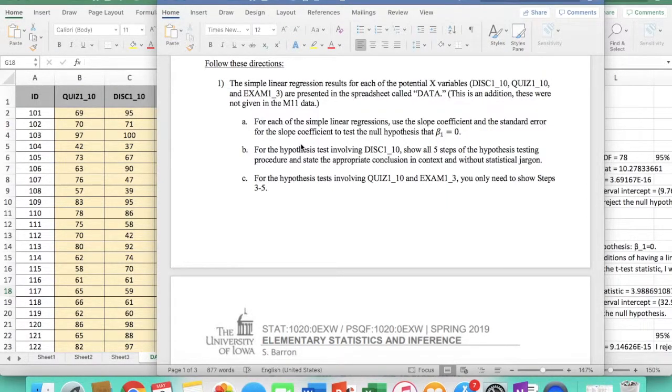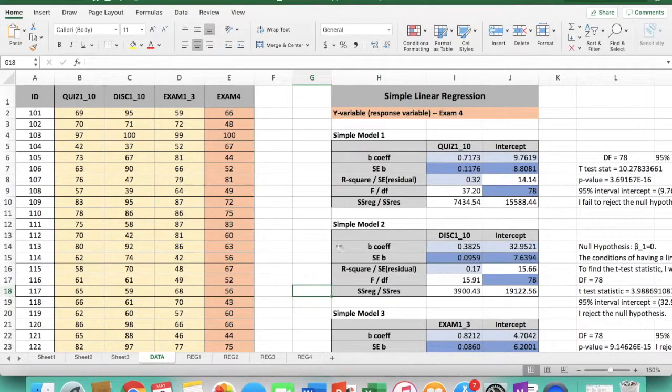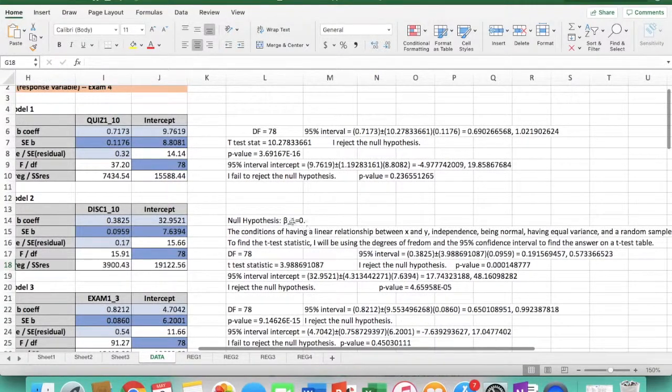Okay, so today we are doing the Module 12 discussion. It starts off by telling us that we're going to be testing the null hypothesis that beta equals 0. For the hypothesis test involving the discussions 1 through 10, we're going to show all 5 steps of the procedure. First step, state the null hypothesis. It is beta equals 0.